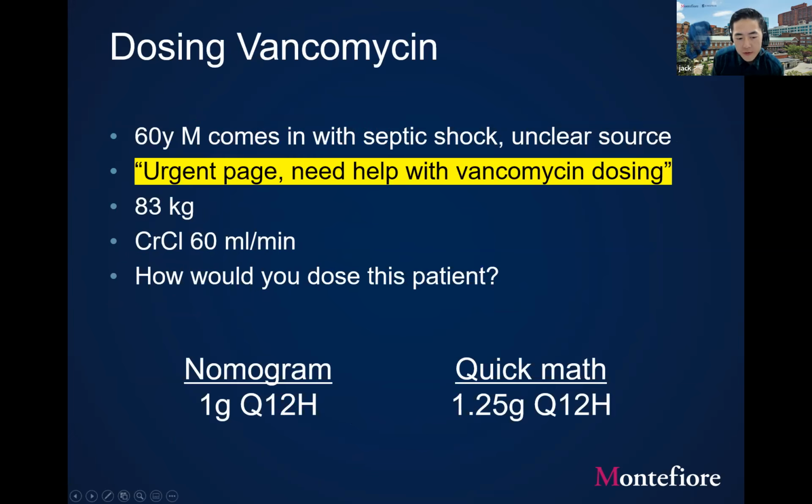So if you look at the nomogram, the patient will get 1 gram Q12. If you do quick math, they'll get 1250 Q12. So it's pretty similar.